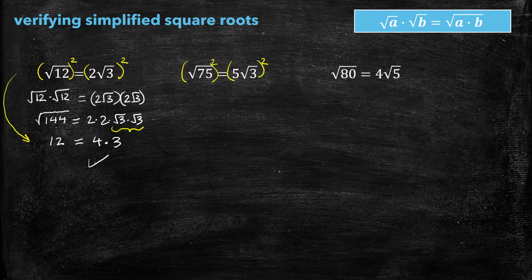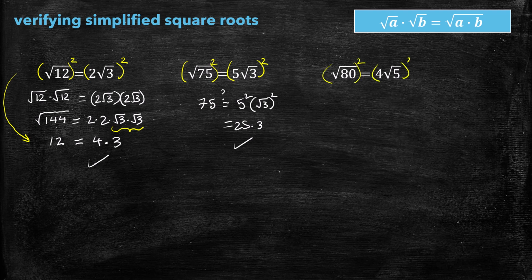So we know that rad 75 squared, they undo each other, they're inverse operations, that gives 75. Make sure that the other side gives 75. So you can take a little shortcut by just squaring each part. So 5 squared is 25, rad 3 squared is 3. Yes, that works. And one more time, just to confirm.